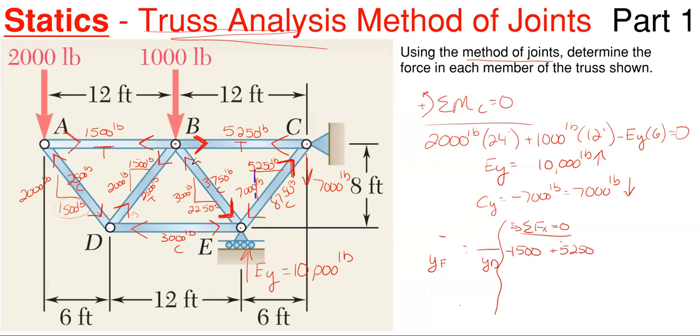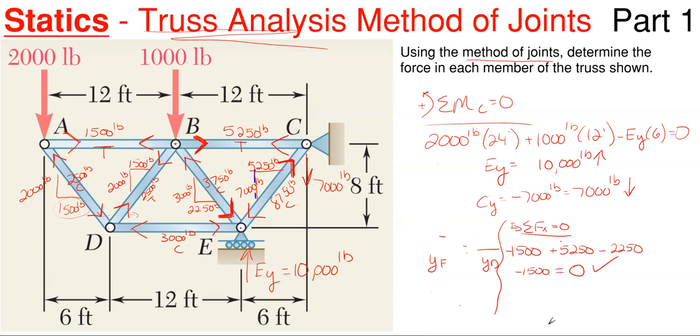And then what do I have going over here? I have 2250. This is up and to the left. So that'd be minus 2250. And then also over here, what else do I have? I have 1500 pulling to the left as well. So minus 1500. Well, what does that equal out? That equals out to minus 3000. And then if you add 2250 to the minus 3000, also in the negative, you get 5250. So the X is in equilibrium.